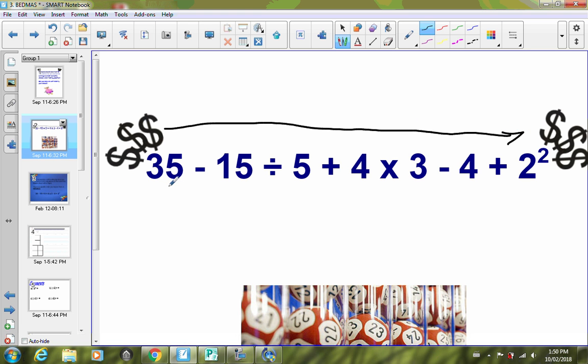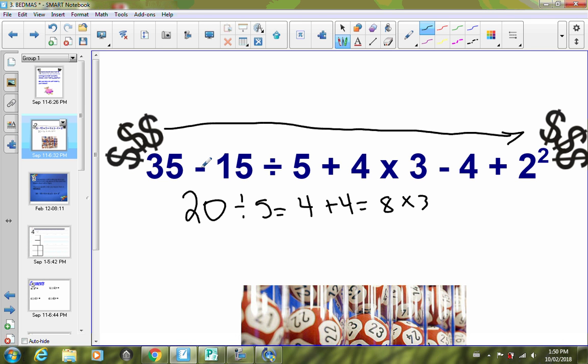So what they would do is they would take 35 minus 15, and they would say that that is 20. And then they would do 20 divided by 5 is equal to 4, plus 4 is 8, times 3, and so on and so forth. They just keep doing things from left to right.